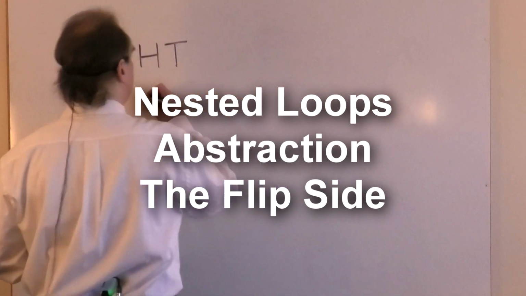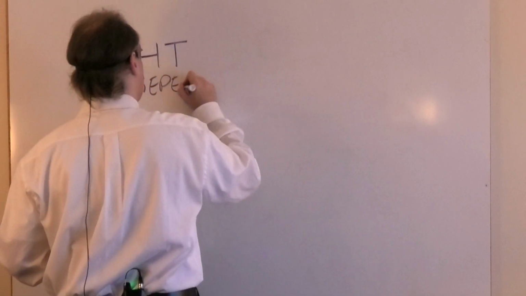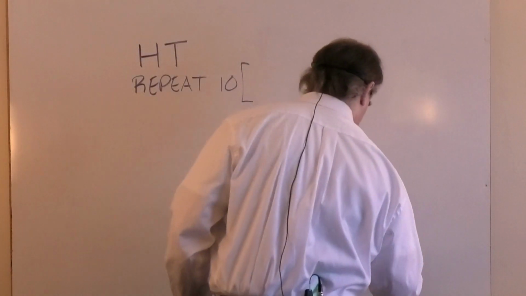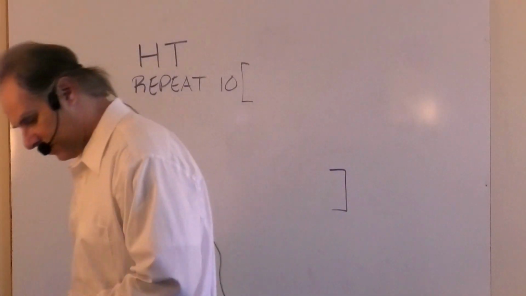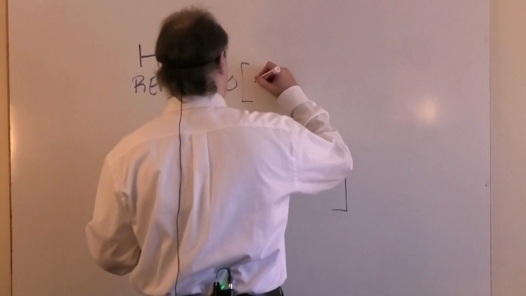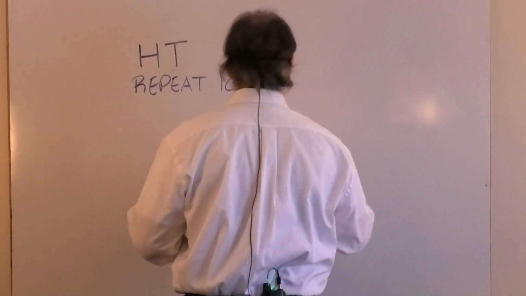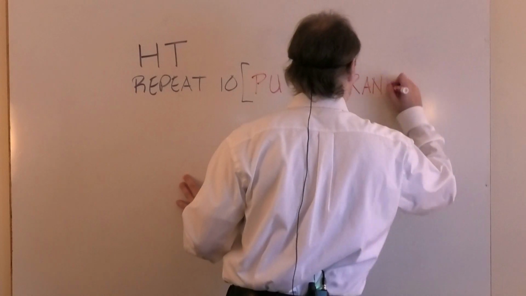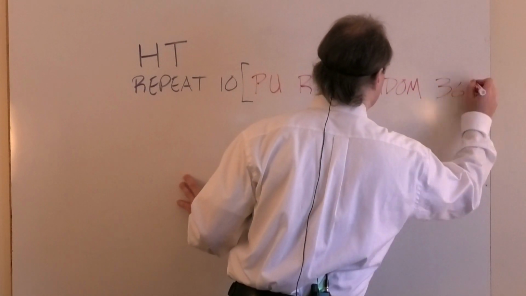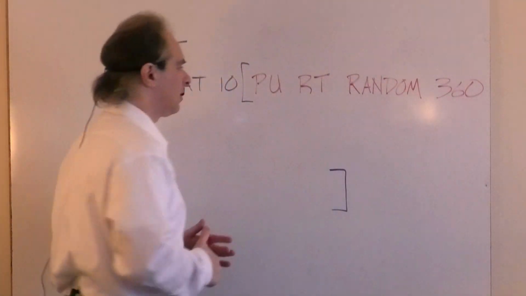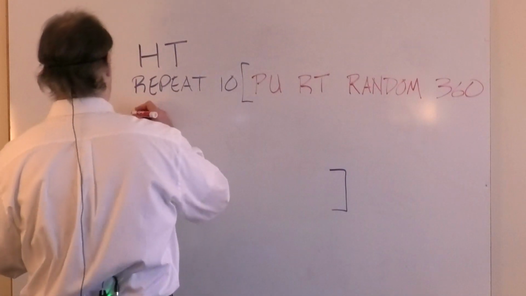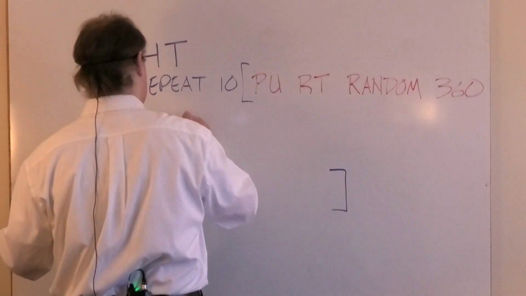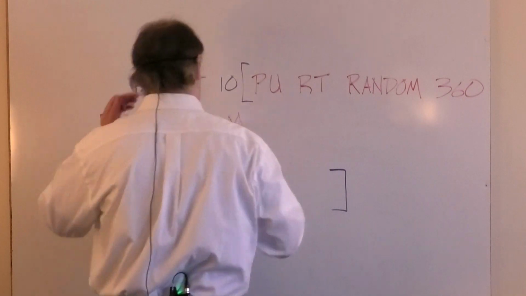HT, okay, repeat 10 something. PU, pen up. Yep. RT, random 360. Right. Random 360. Great. FD, random variable. In my case, FD random 80.